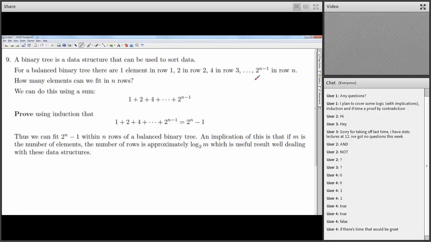We have a data structure called a binary tree. If it's nice and balanced, it means that you've got a root node, and every node coming from it has two different branches, so to speak. So that's an example of a balanced binary tree. They're used to sort data, among other things. So they're just a nice compact way of storing information.